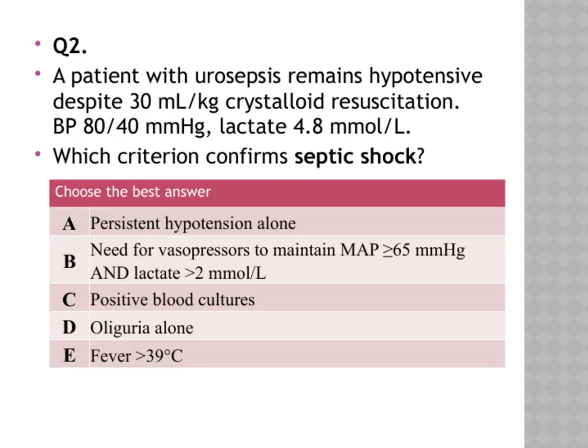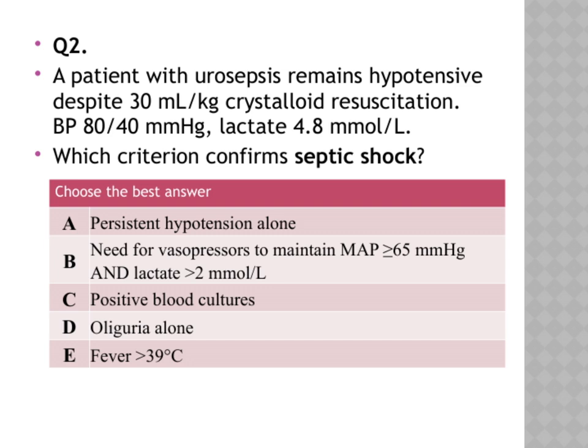Let's take a look at this question. It asks us to identify which criterion confirms septic shock in a patient with urosepsis who remains hypotensive despite receiving 30 ml per kilogram of crystalloid fluids. The patient's blood pressure is 80/40, and the lactate level is 4.8 mmol per liter. Now, the important thing here is to understand the criteria that defines septic shock. It's not just about being hypotensive, but also about evidence that indicates underlying tissue hypoperfusion and ongoing circulatory failure.